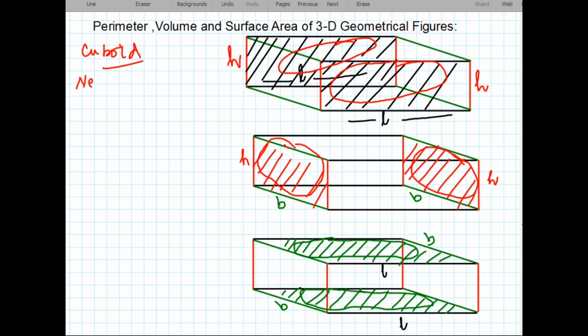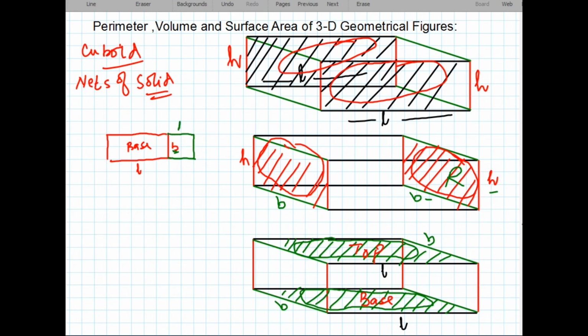Now working for nets of solid. This is the base and it is the top of cuboid. Now drawing separate rectangles. First rectangle is the base of cuboid having length is equal to L and breadth is equal to B. Now drawing another similar set of rectangles, right and left, having breadth is equal to B and height is equal to H as shown.